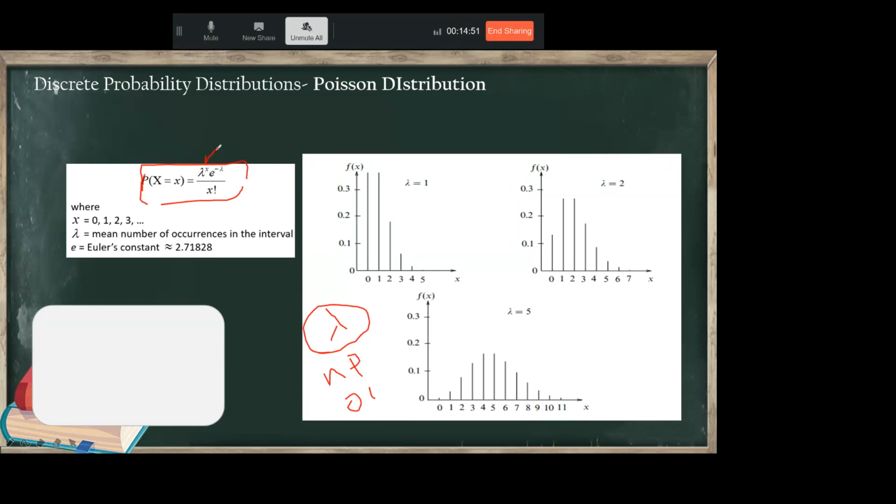We consider lambda, or you can also say mu, because it's an average. That means we consider it as a rate, right? So what is lambda, or mu? Lambda is an average or a rate. What kind of a rate? The mean number of occurrences in the interval, and this interval is fixed.